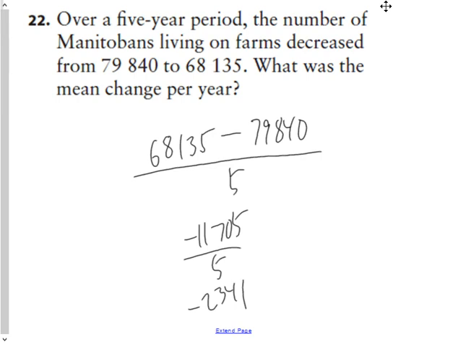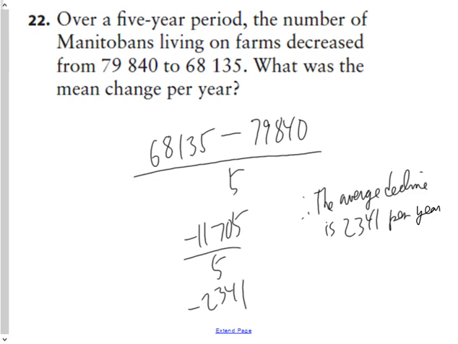So therefore, the average decline is 2,341 per year. Okay, the average decline in population of people living on farms in Manitoba is approximately 2,341 people per year.